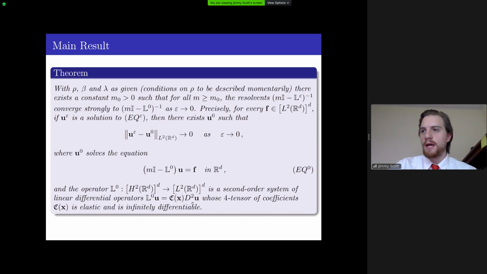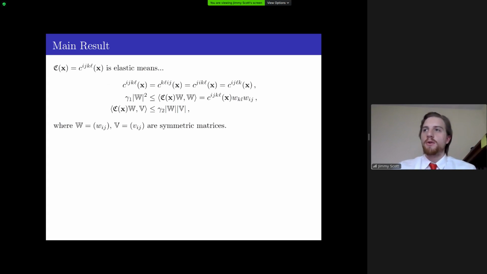It's equal to an operator in non-divergence form whose fourth order tensor is elastic and infinitely differentiable in x. So what do I mean by elastic? I mean it satisfies the Cauchy relations, the symmetries that the classical fourth order elasticity tensor satisfies in linear elasticity. And it is also coercive and continuous with respect to symmetric matrices. So it satisfies a special type of Legendre-Hadamard ellipticity condition, which is exactly what the elasticity tensor satisfies.